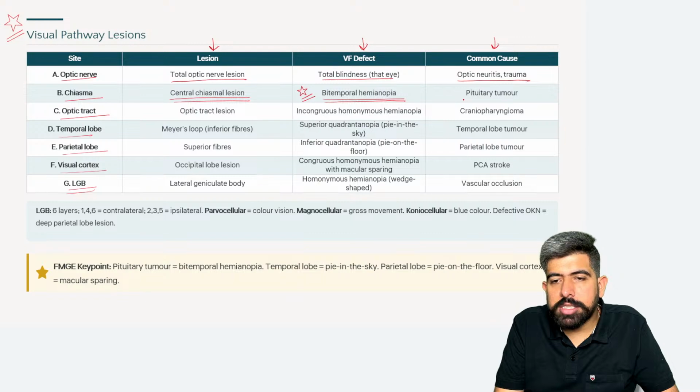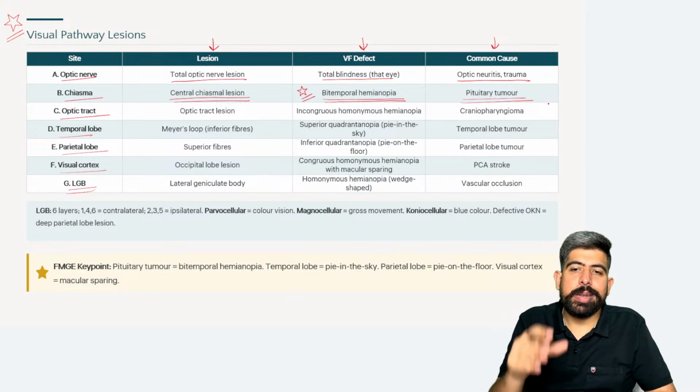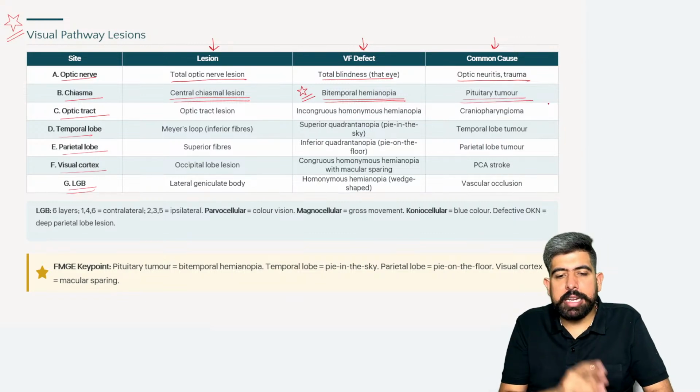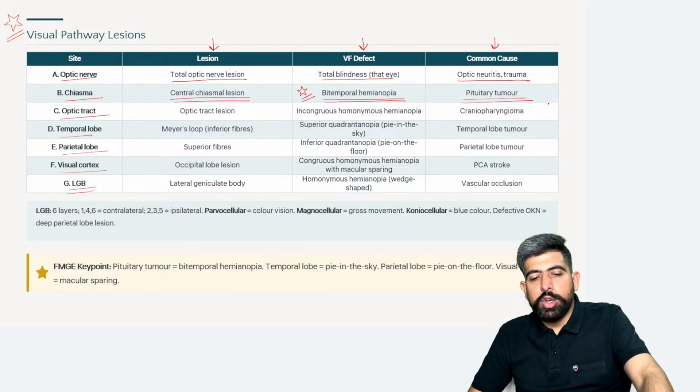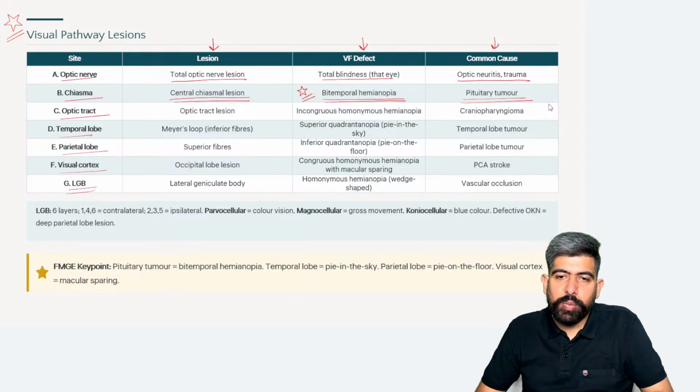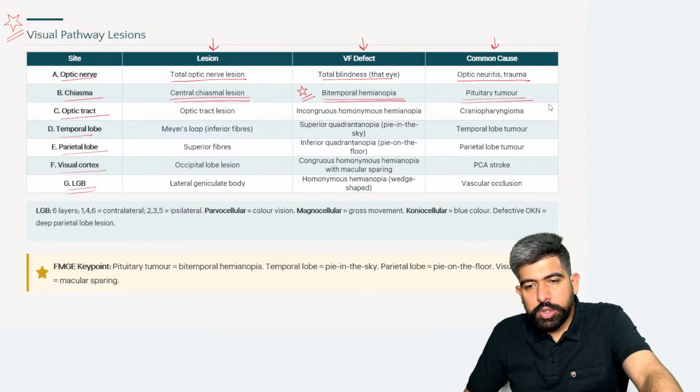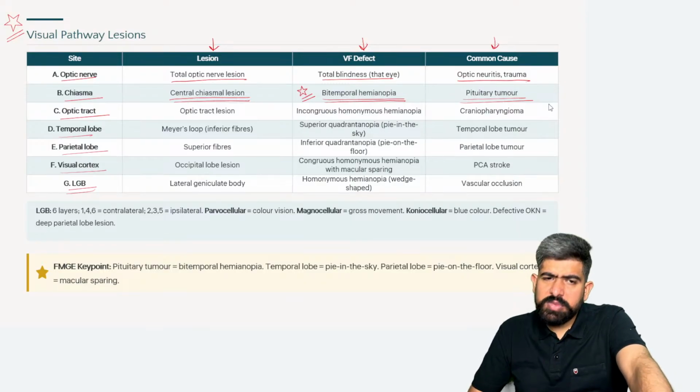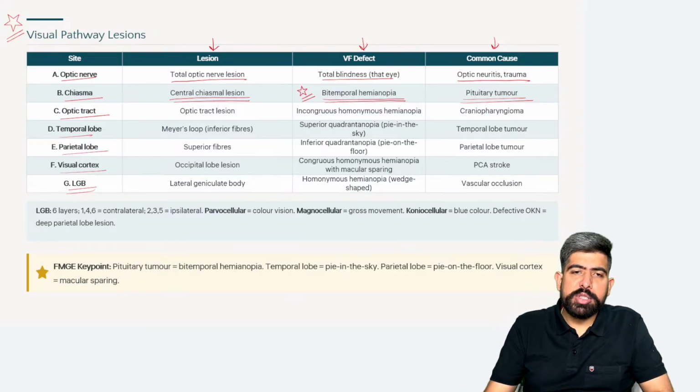And the common cause is a pituitary tumor. So they can mention in the exam in a clinical case scenario that the patient has a pituitary adenoma, and then what kind of visual field defect you are going to find in this particular patient. So this is related to your visual pathway lesions.